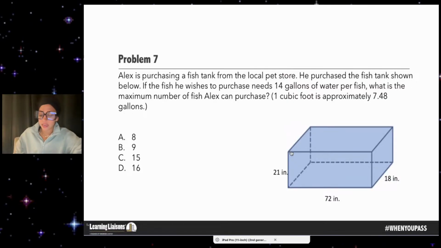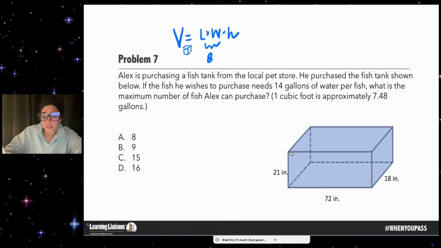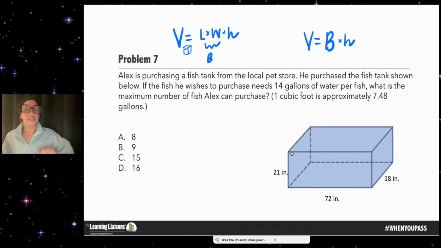So what we have is a fish tank that is a 3D rectangular prism. What do we know about volume of a rectangular prism? It equals length times width times height. Why does it equal length times width times height? Because length times width equals the area of the base. So for any prism, the volume is going to be area of the base times the height. But in a rectangular prism, the area of the base is length times width. And so we're looking at length times width times height.